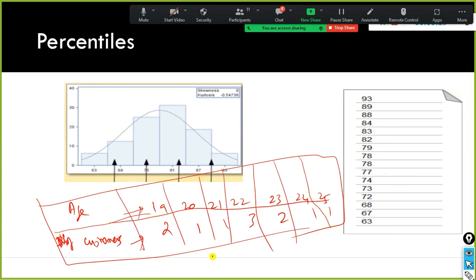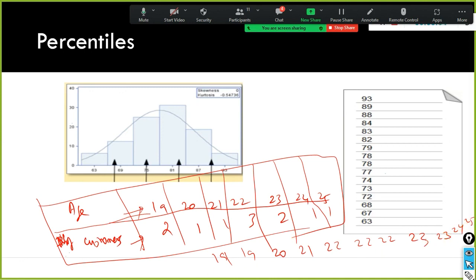So you need to extract it. Two customers have age 19 and 20, 21. Three people have age 22. Two people have age 23. And one person has age 24, one person has age 25. Now you tell me what is the median for this.